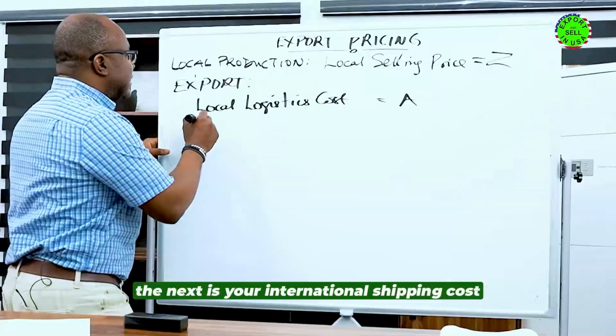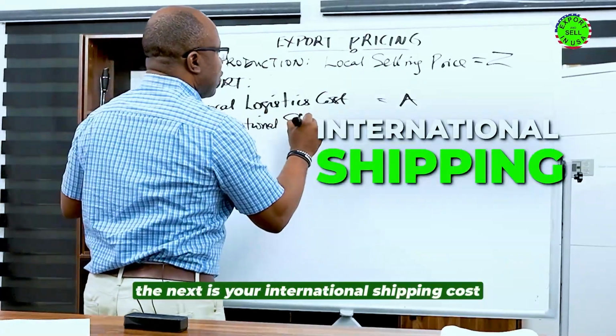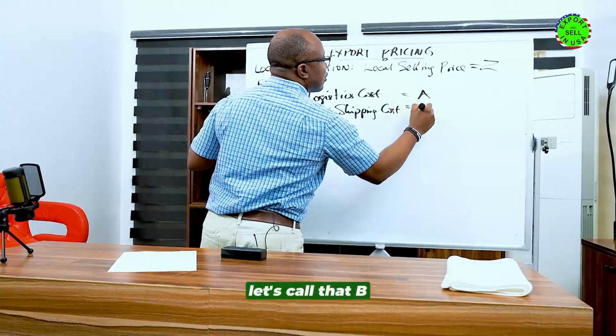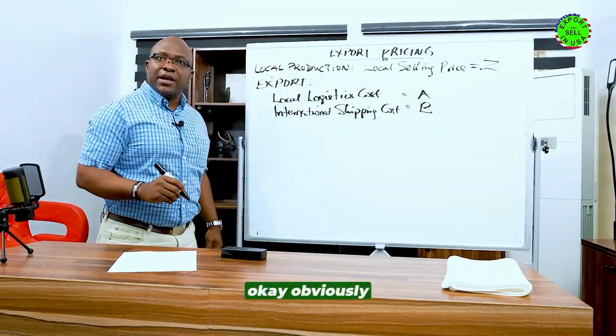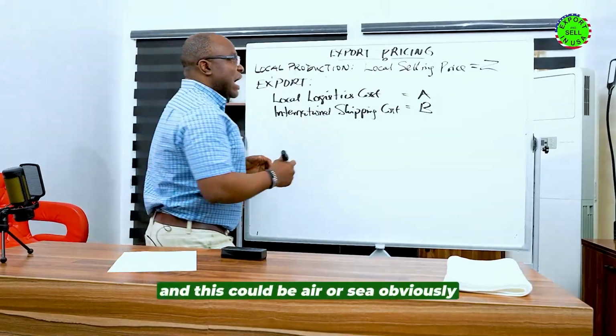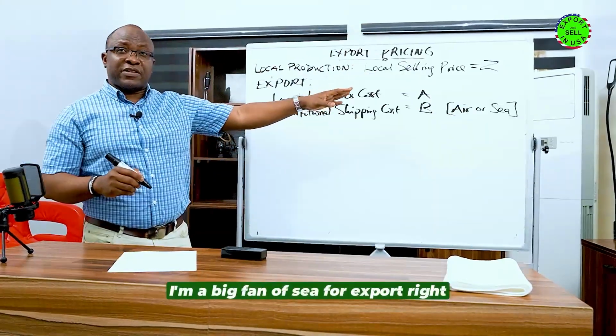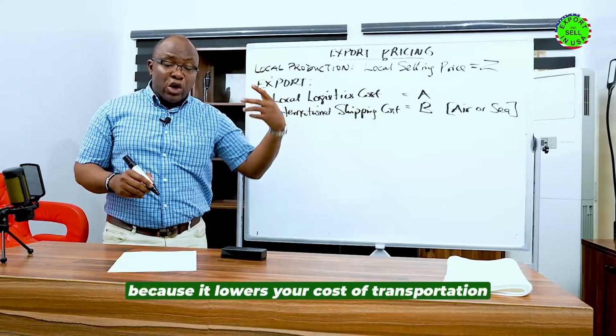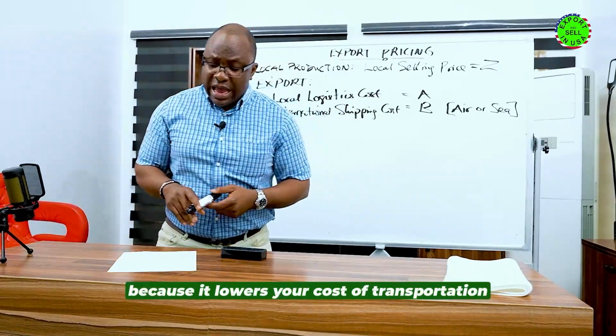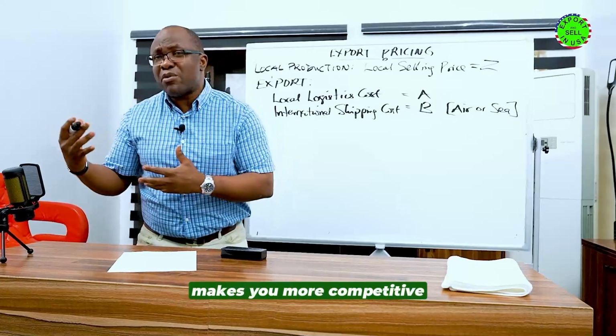The next is your international shipping cost. Let's call that B. Obviously somebody's going to ship it, and this could be air or sea. I'm a big fan of sea for export, right? Because it lowers your cost of transportation and makes you more profitable, makes you more competitive.